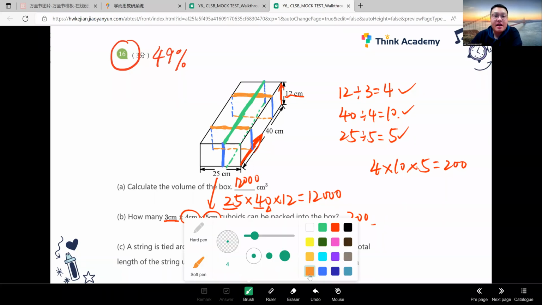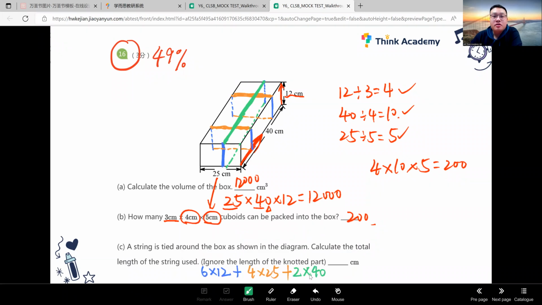So let's add them together to get the answer. 6 times 12, you got 72. 4 times 25 is 100. 2 times 40 is 80. So let's see, 72 plus 80 is 152, plus 100, which is 252 centimeters. So that'll be the final answer.